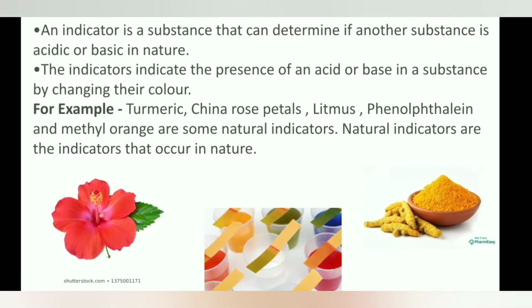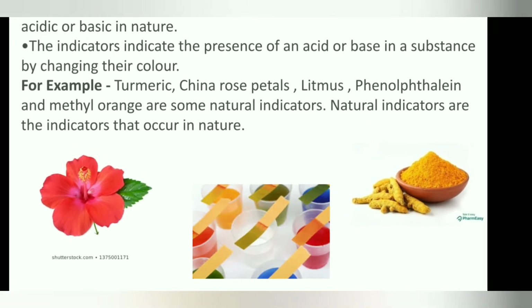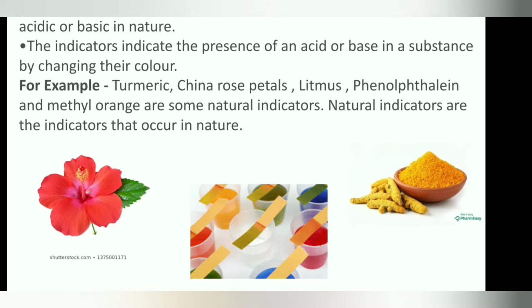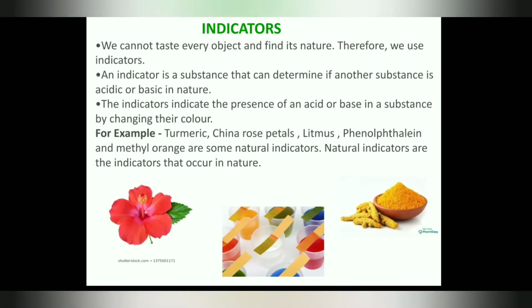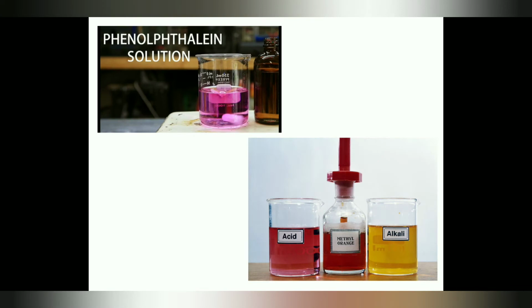Here in the picture you can see some of the natural indicators. Turmeric, then China rose petals. China rose is hibiscus. Then you can see litmus papers. These are the natural indicators. In addition to this, you have methyl orange and phenolphthalein. These are also indicators.